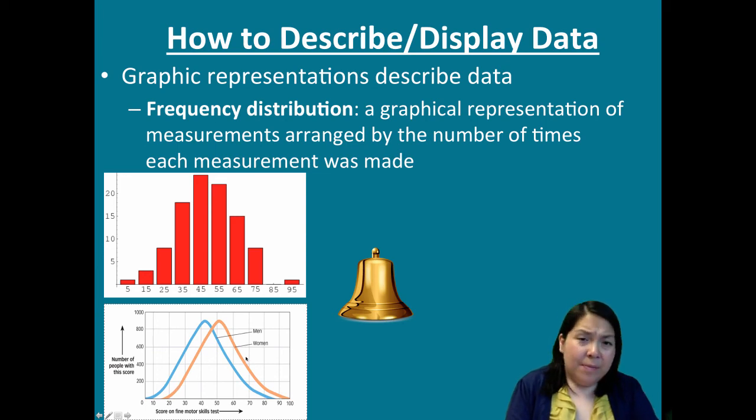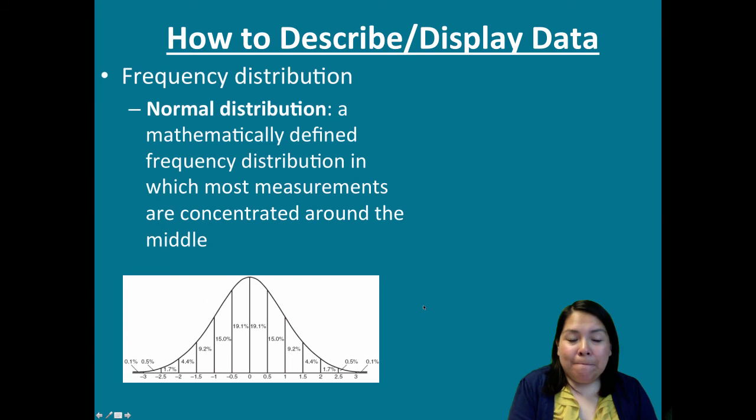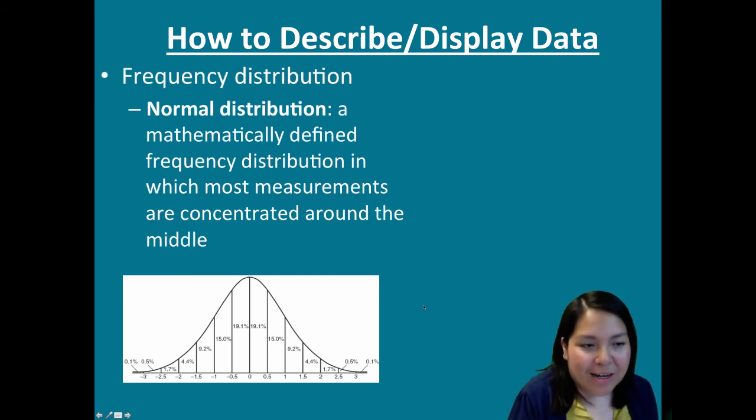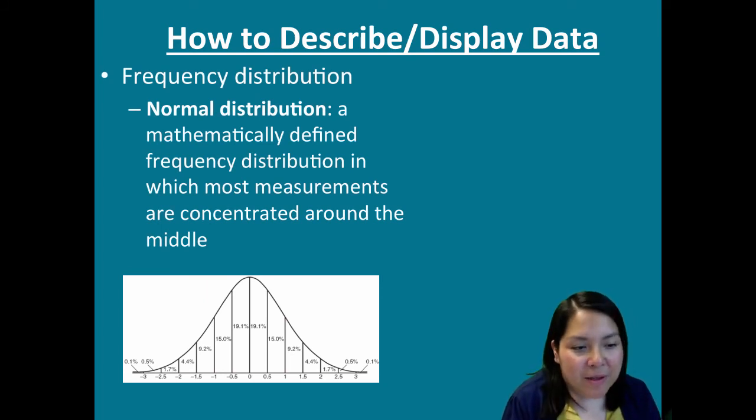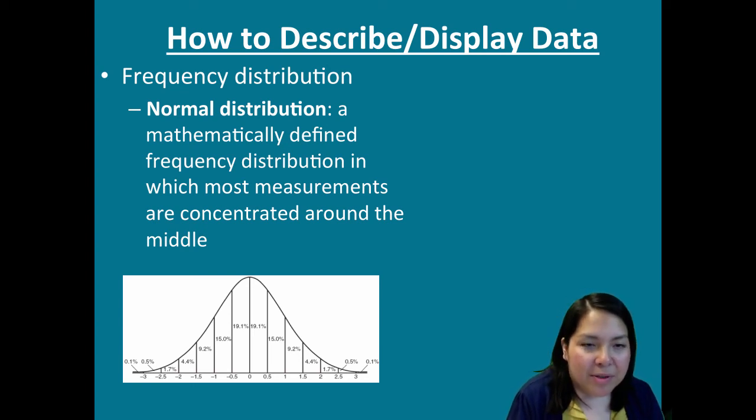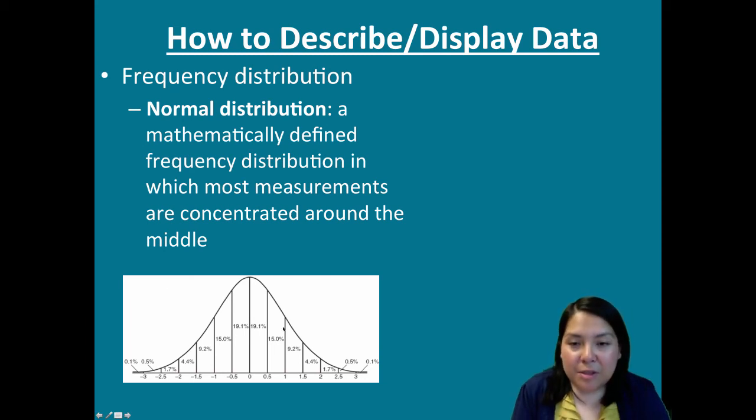Here's a different type of graphic representation that is almost the same as this one, but it's represented in a different way. With this one, we have two normal distributions, displaying two different groups. This is men and this is women, and again, it's taking on that bell curve. And so here we talk about normal distributions.